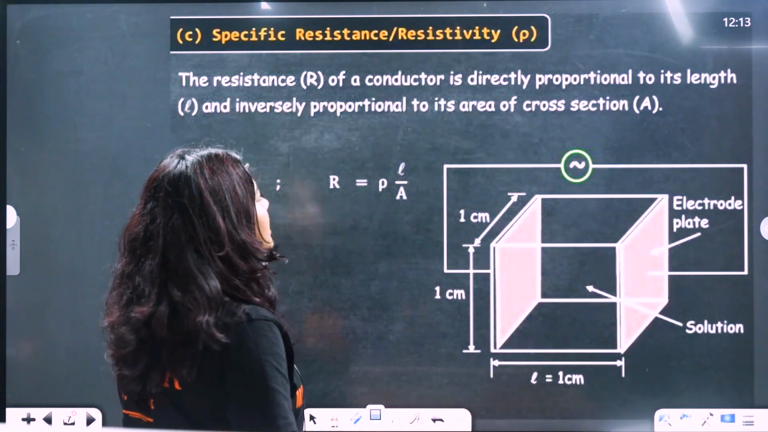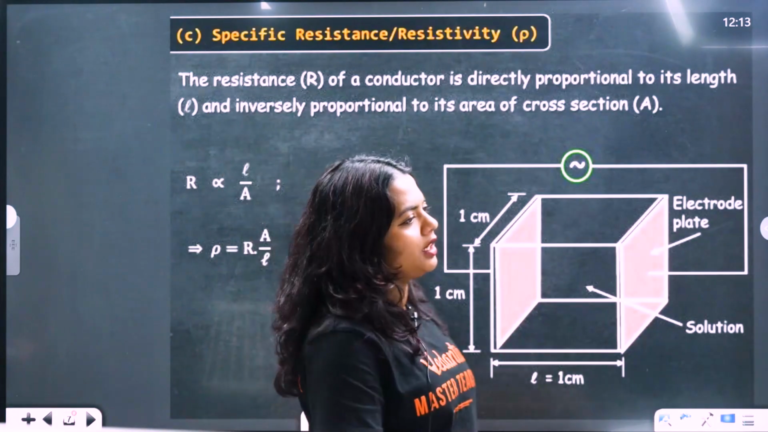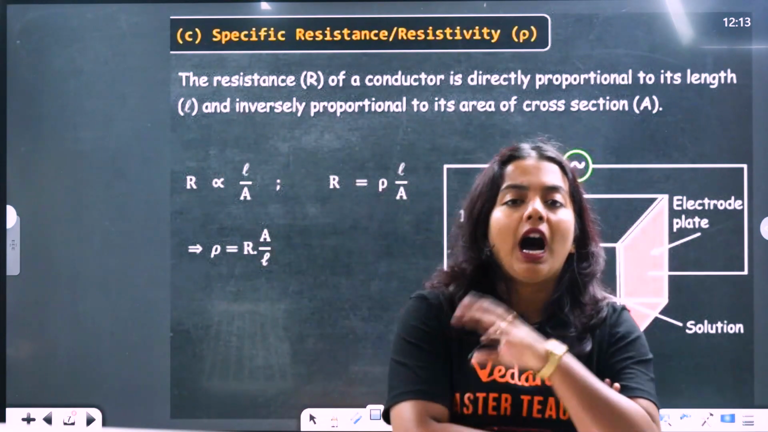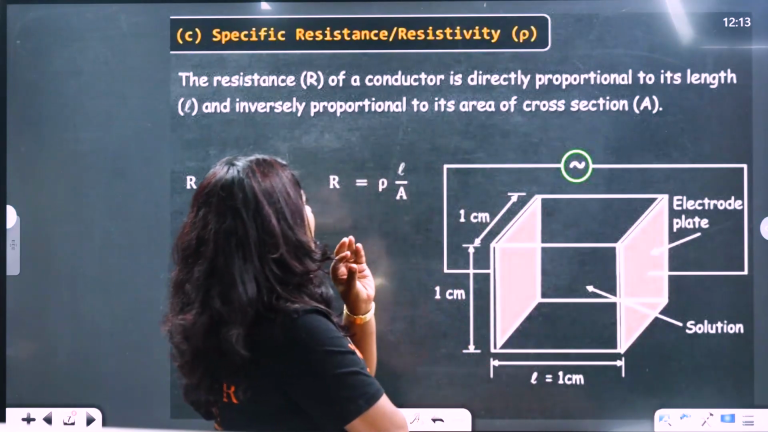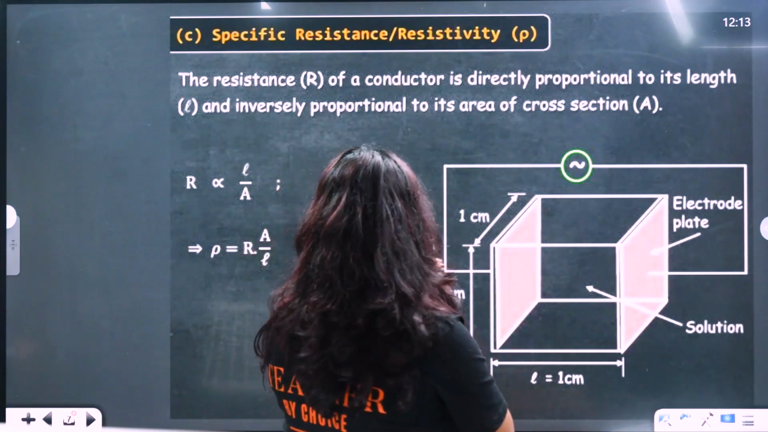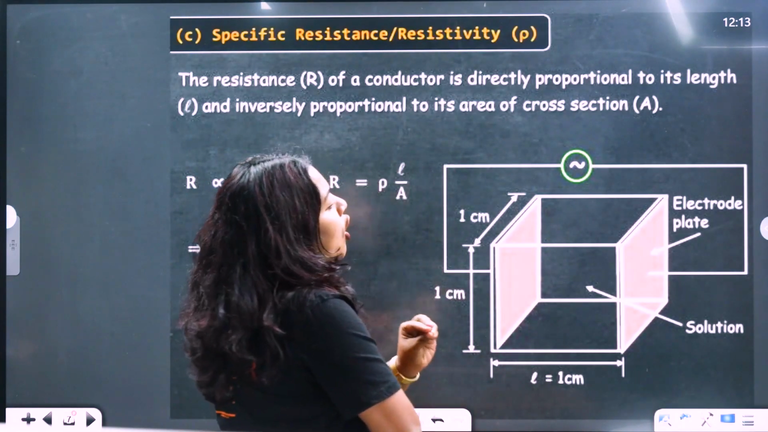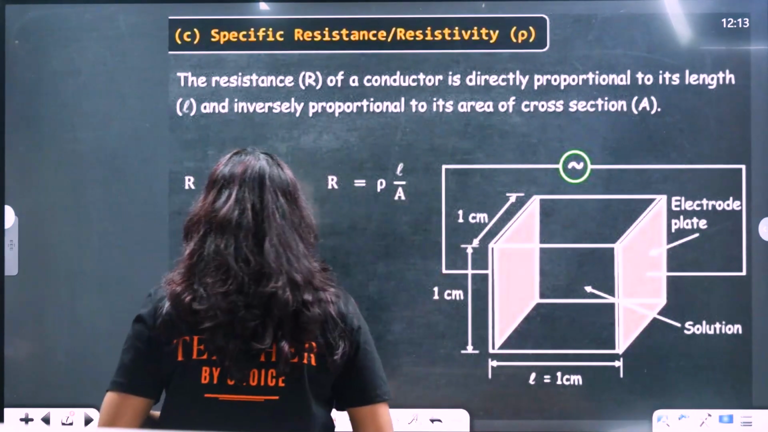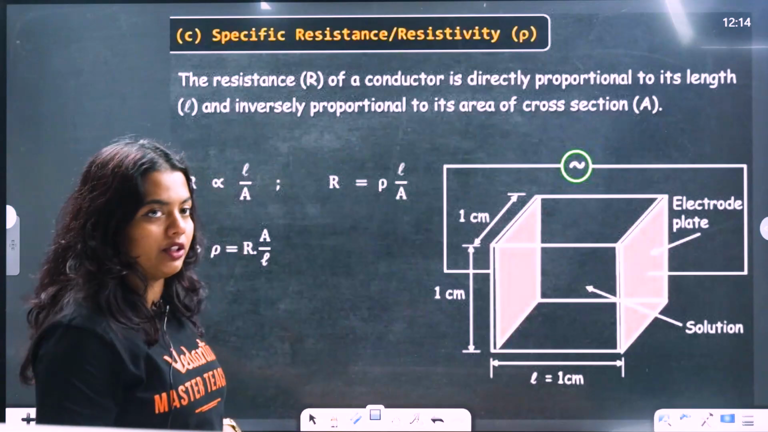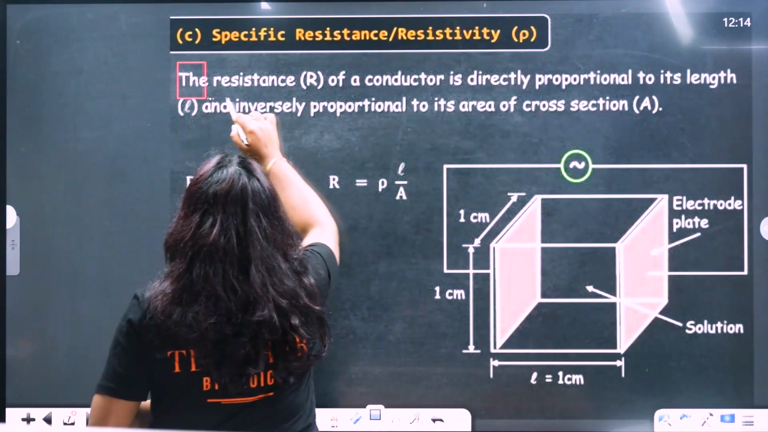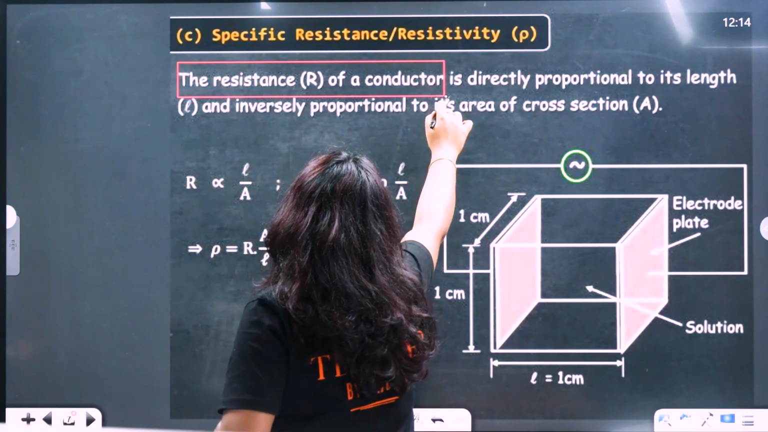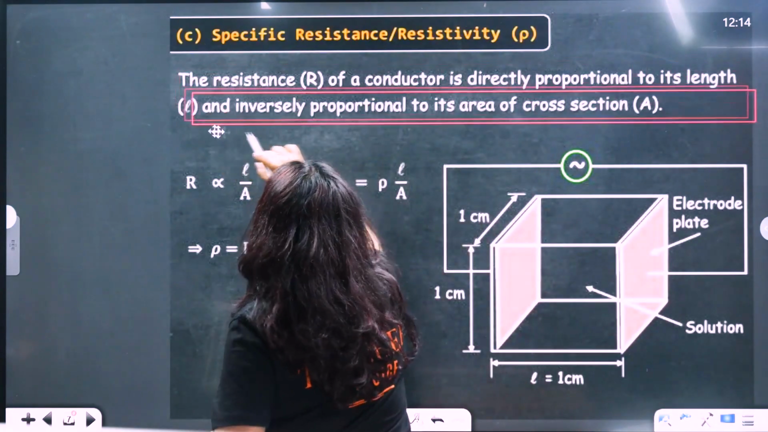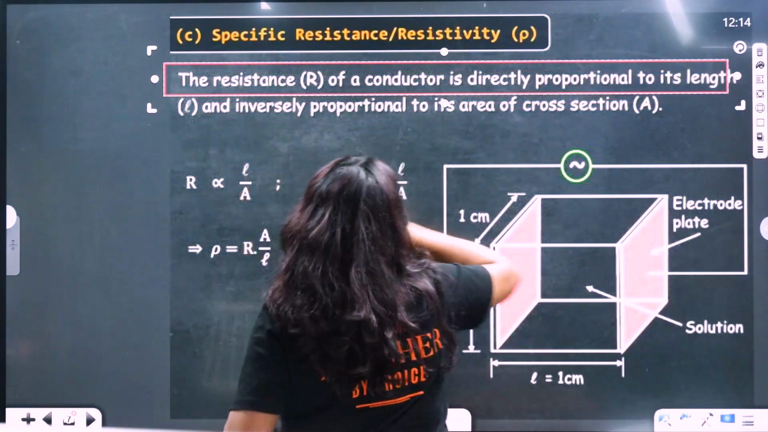Next one is specific resistance or resistivity. They call it rho, specific resistance. So the resistance R of a conductor is directly proportional to its length and inversely proportional to the area of the cross section. I hope you have learned this in the 7th or 8th standard. Resistance is proportional to the length and inversely proportional to the area of the cross section.